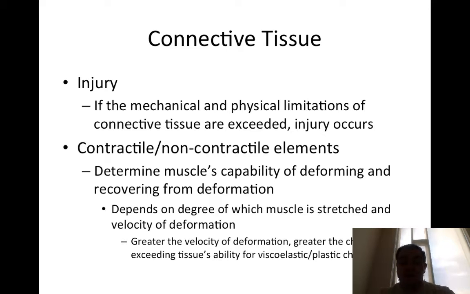Determines the muscle's capability of forming and recovering from deformation. That depends on the degree to which the muscle is stretched and velocity of deformation. The greater the velocity of deformation, the greater the chance of exceeding the tissue's ability for viscoelastic and plastic change. So the greater the speed, the greater chance of exceeding the tissue's ability to handle it, and now we have a muscle strain, a tear in the muscle, versus a stretch, right?